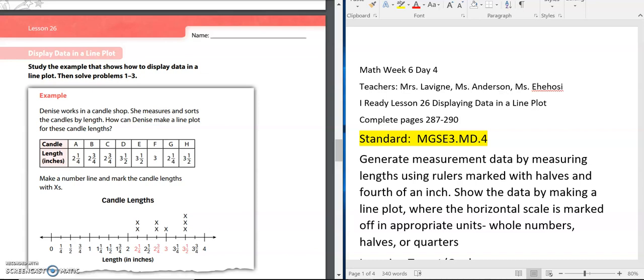We will be completing our Ready Lesson 26, displaying data in a line plot. You're going to complete pages 287 to 290. Some of the examples I will complete with you, and some of the problems you will complete on your own.